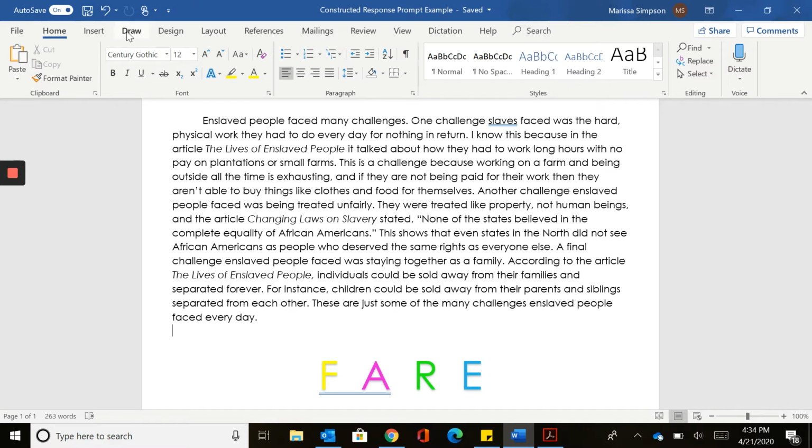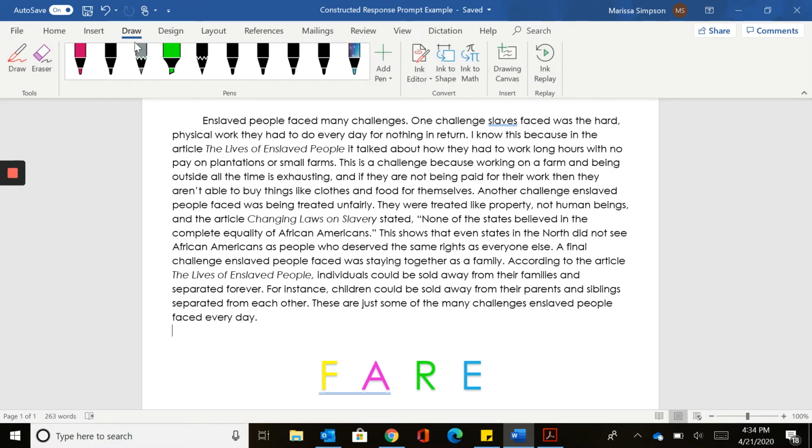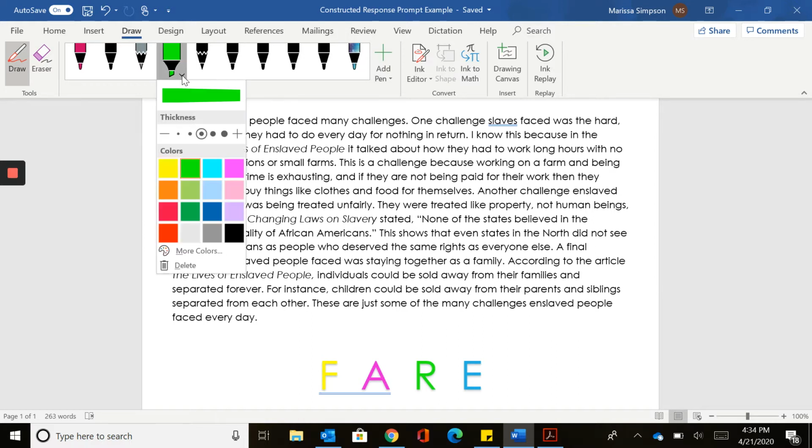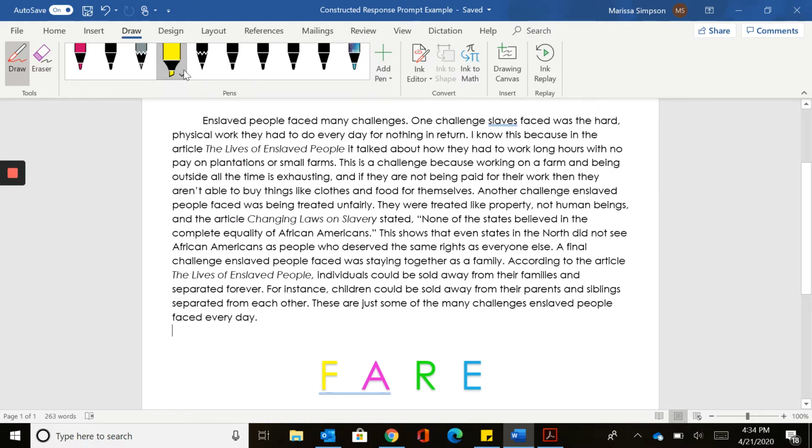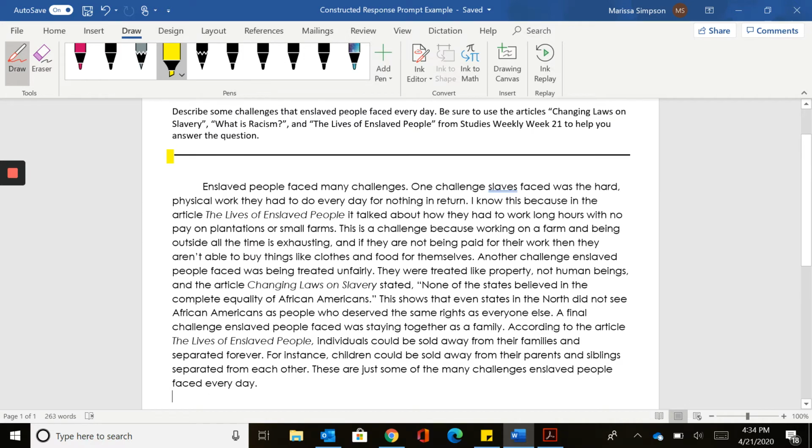So let me get those drawing tools on. Let's see if I remember how to do this. Okay, perfect. So I'm going to change it to yellow first. And then this question, actually, you're going to be flipping and answering and giving evidence more than one time because it asks you for some challenges. So you weren't just telling me one challenge. You were giving 2 or 3 of the challenges that you read about. So you kind of had to go through the FAIR strategy multiple times.